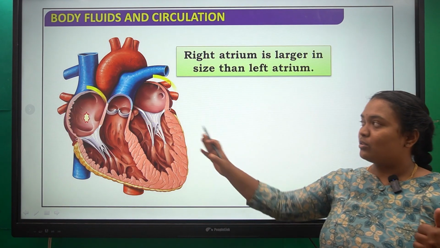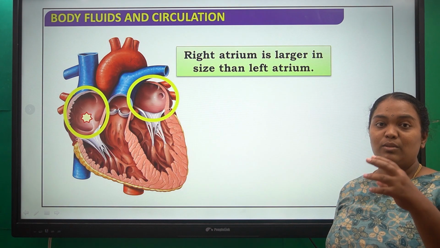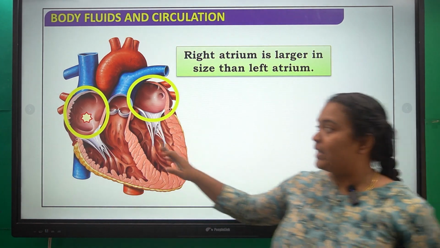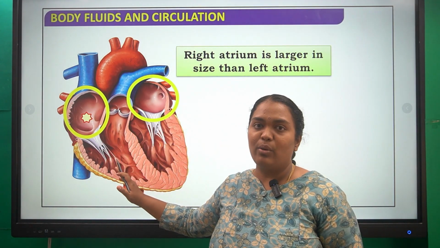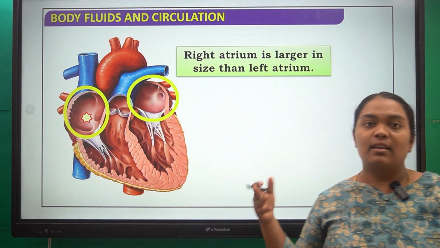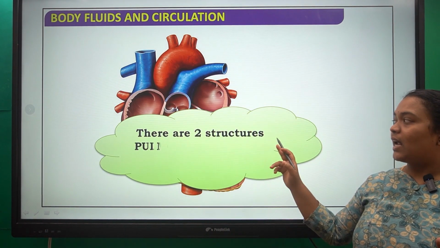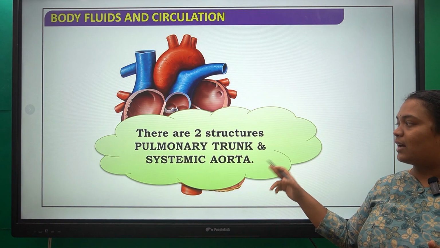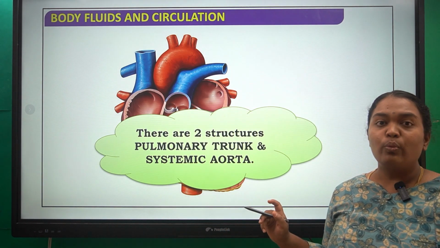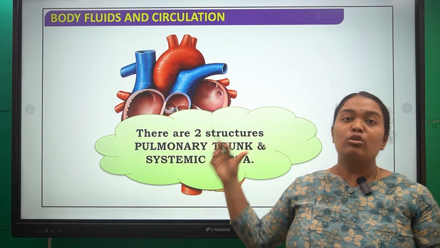The right atrium is a muscular wall which is smaller in size. The atrium is always smaller than the ventricle, but when you compare the two sides, the right atrium is much larger than the left atrium. You can also observe two structures here, the pulmonary trunk and the systemic aorta. These are two vessels coming out of the heart.